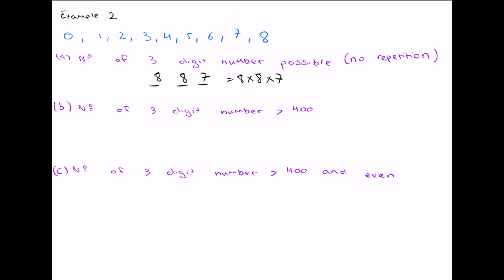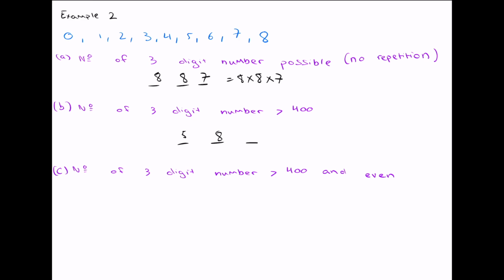Now we have to find the number of 3-digit numbers which are greater than 400. This is really easy again, because for it to be greater than 400, it cannot start with 0, 1, 2, or 3. So it has to start with 4, 5, 6, 7, or 8. There are only 5 possible ways it can start, and then once we choose from here, we're left with 8 numbers.